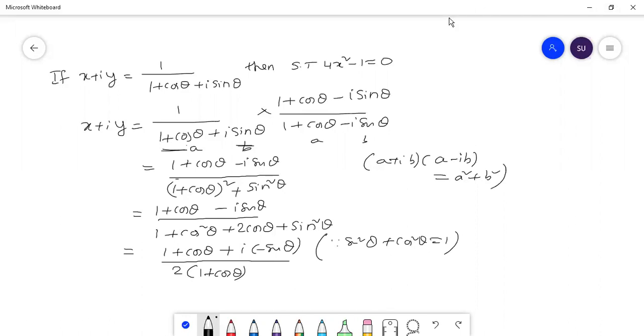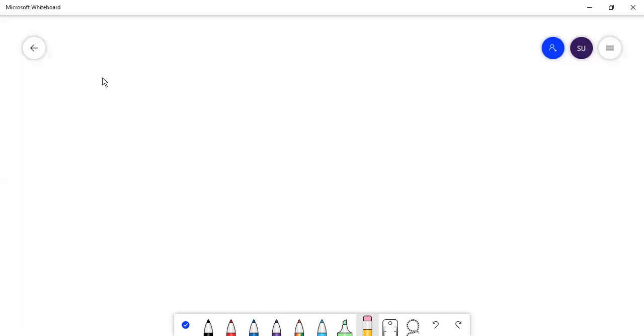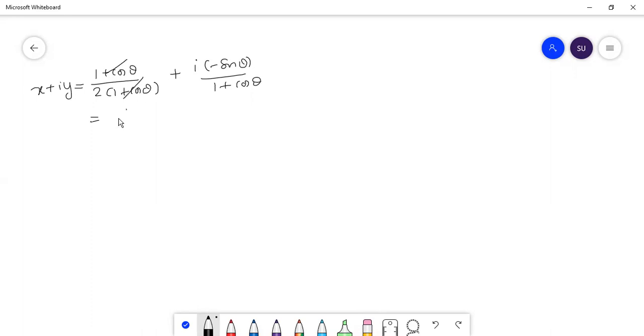So now you can separate the terms. That is (1 plus cos theta) by 2 into (1 plus cos theta), plus i into minus sin theta by 1 plus cos theta. This total is equal to x plus iy. 1 plus cos theta, 1 plus cos theta cancel. 1 by 2 plus i into minus sin theta by 1 plus cos theta. Here, these two are equal.